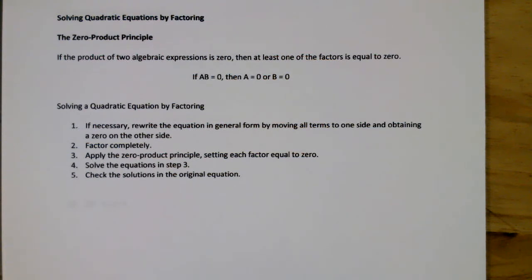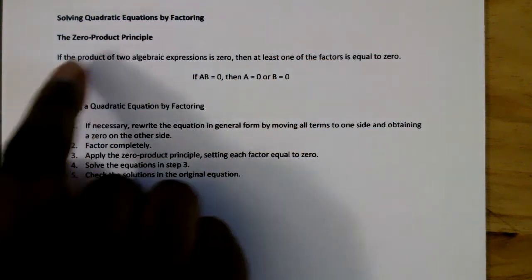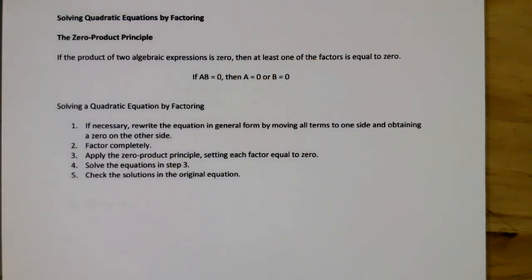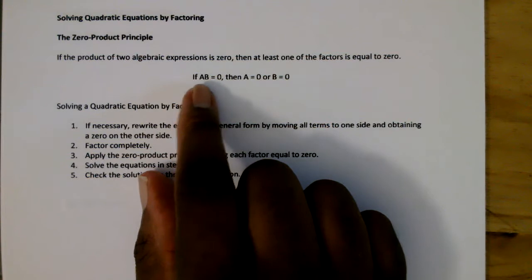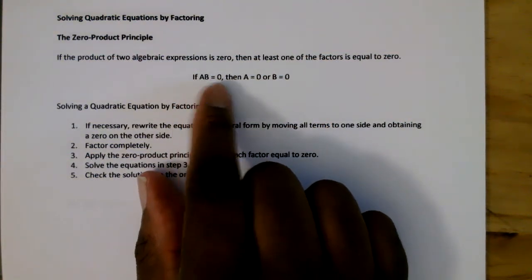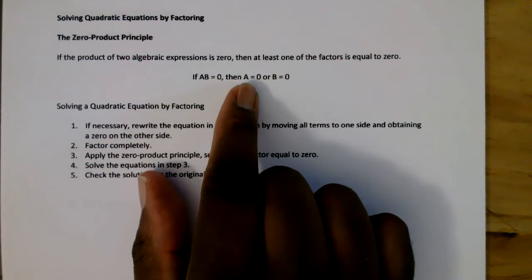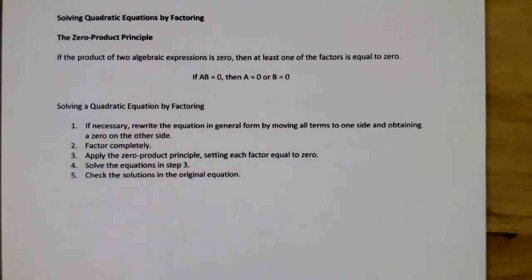And when we do factoring, we're going to use what they call the zero product principle. And that's this: if the product of 2 algebraic expressions is 0, then at least one of the factors is equal to 0. So in short, let's say A and B are 2 algebraic expressions. If the product of A and B is equal to 0, then that means either A is equal to 0 or B is equal to 0. So we're using that zero product principle in this case. Once we do the factoring, we'll use that zero product principle.